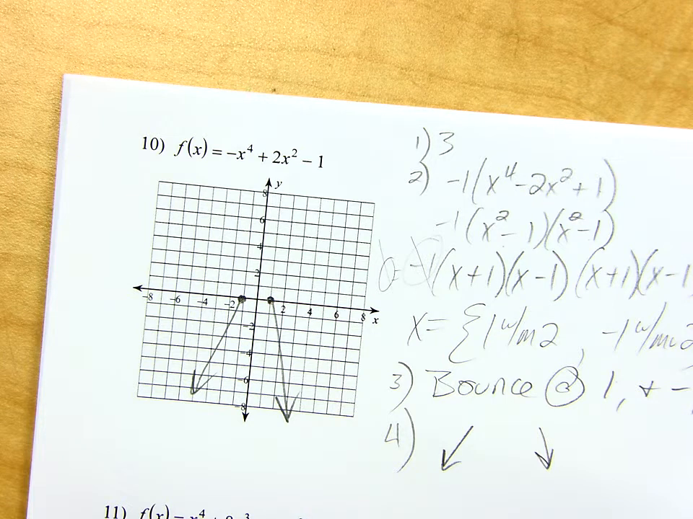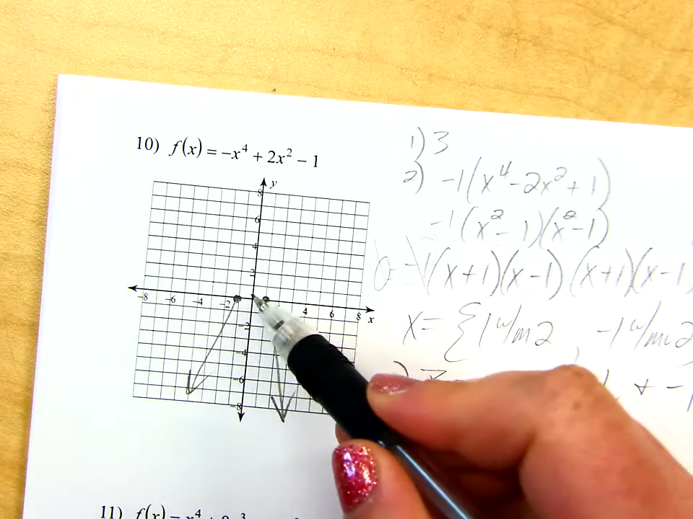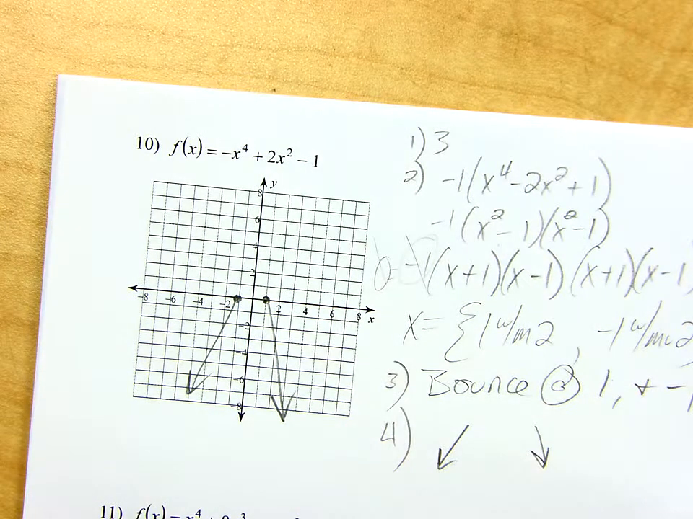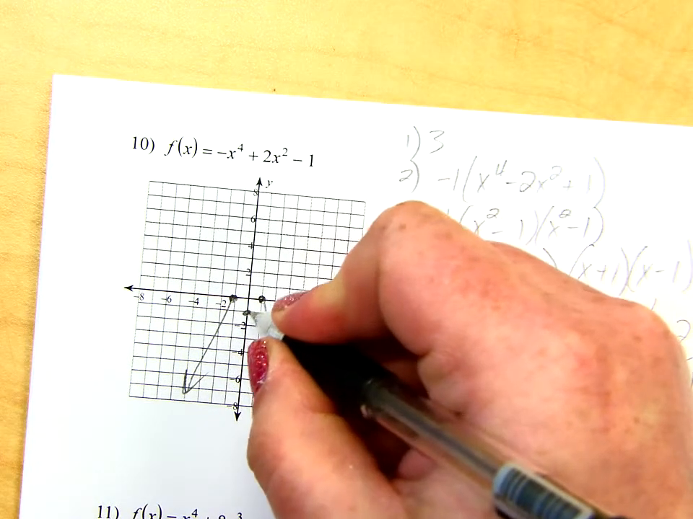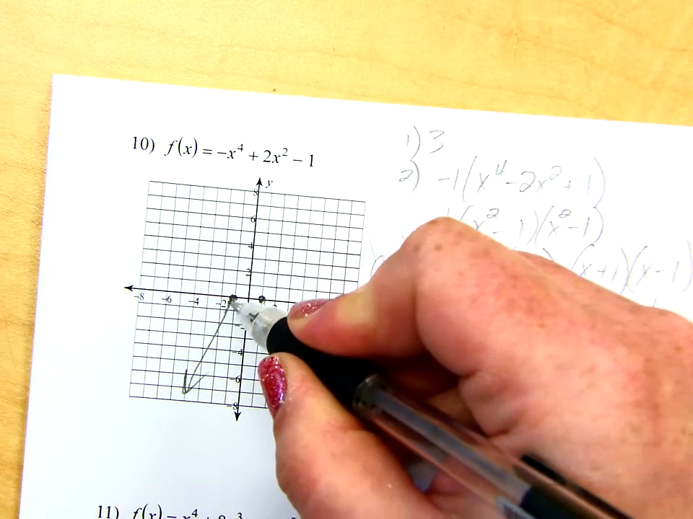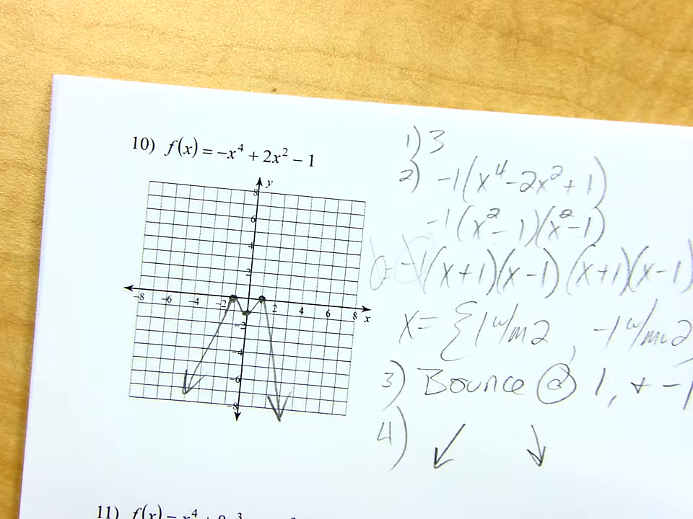What is it? Yeah, 0, right? Because I know what's happening all here and all here. I don't know what's happening at 0. So let's plug in 0 and what comes out? -1. And that makes sense because I knew that both of these were going to bounce. So it looks like that.